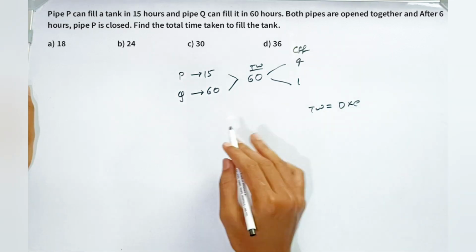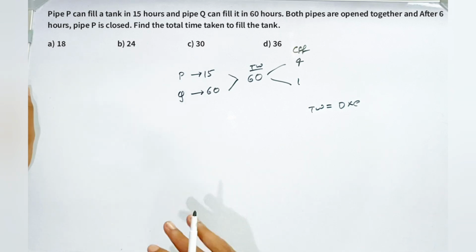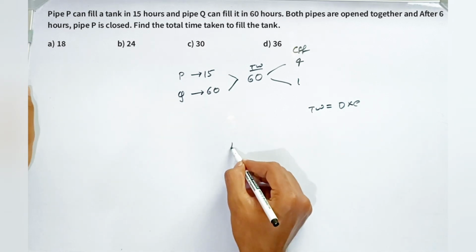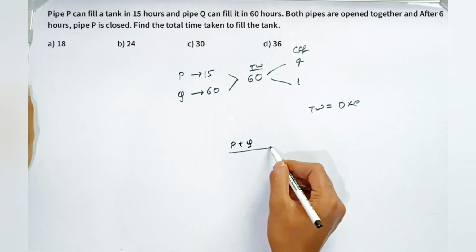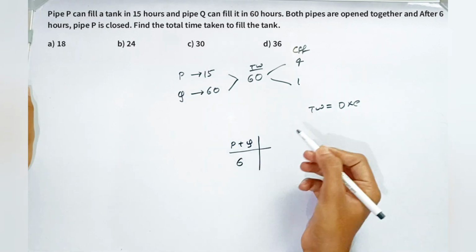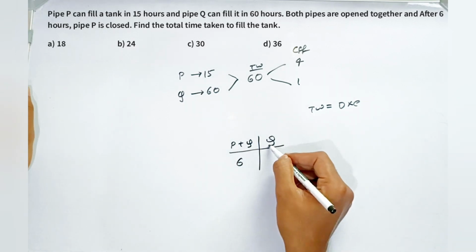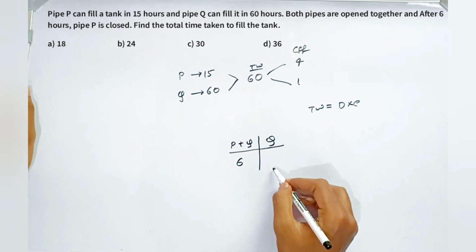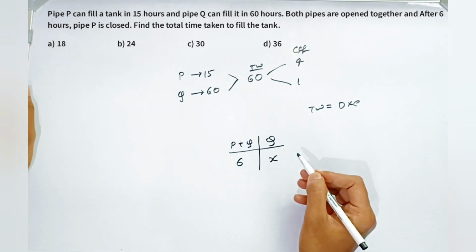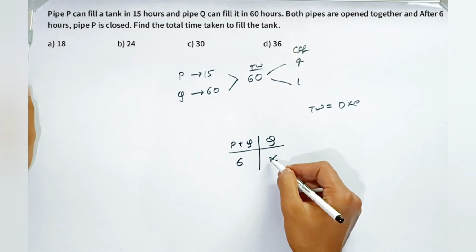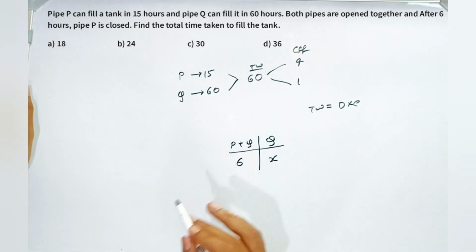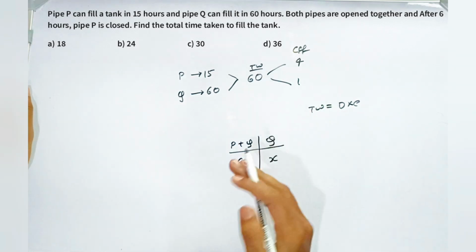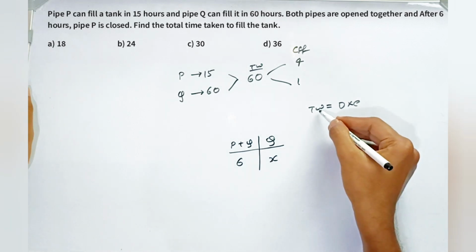Okay, keep that aside. And it is given that both pipes are open together, and after 6 hours, pipe P is closed. Okay, so P and Q are open for 6 hours, and after 6 hours, P was closed. That means only Q is open. I don't know how many hours this is open, so I'm writing it as x. And after opening for x hours, the total tank will be filled, which means the 60 units will be filled. Now we're going to apply this formula.